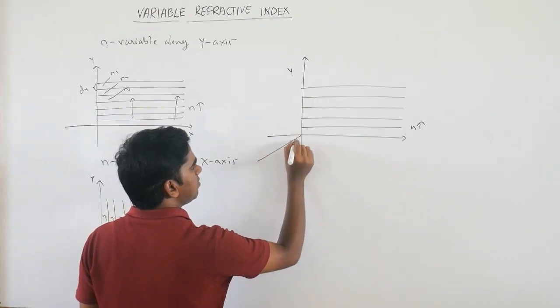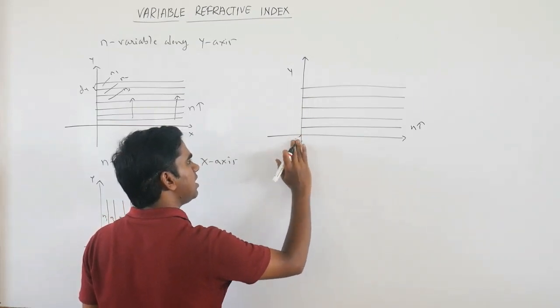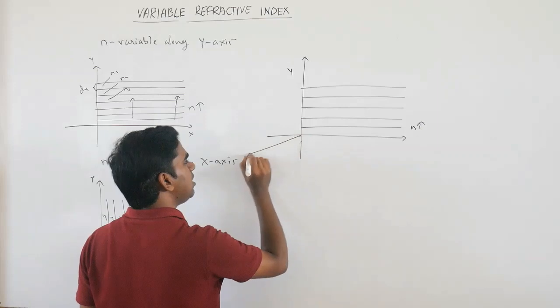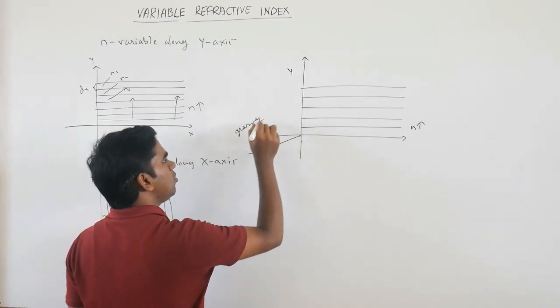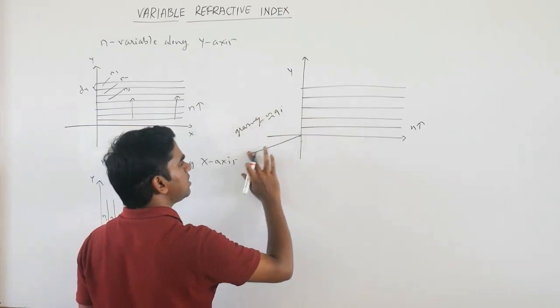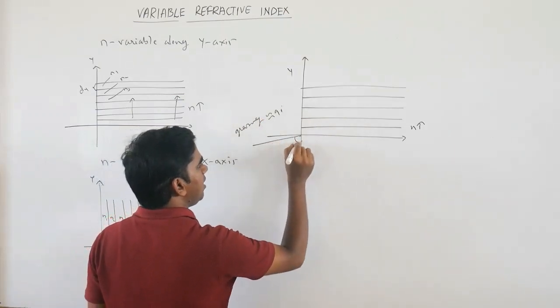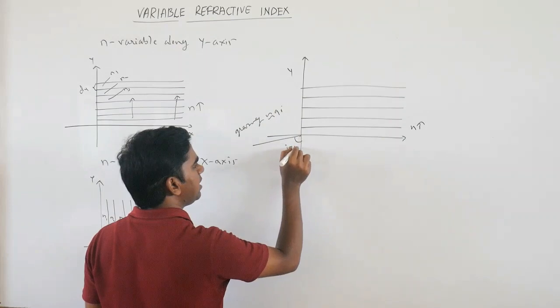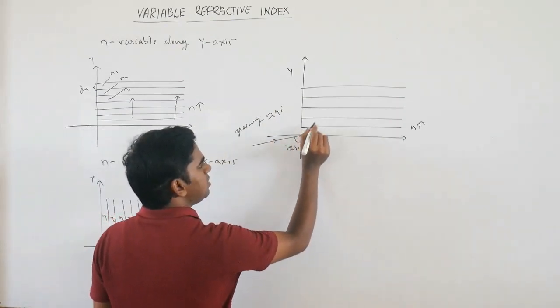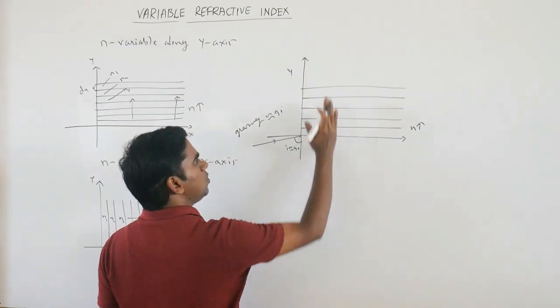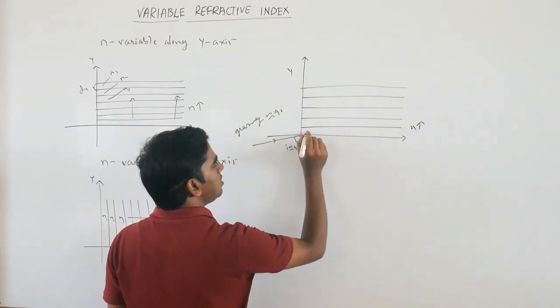So what will happen if we have to take the grazing incident? They will use grazing only, meaning almost 90 degrees. Angle of incidence is almost 90 degrees. If this is the case, when the ray enters here, since n is increasing as you move along the y-axis, this is greater than this one.